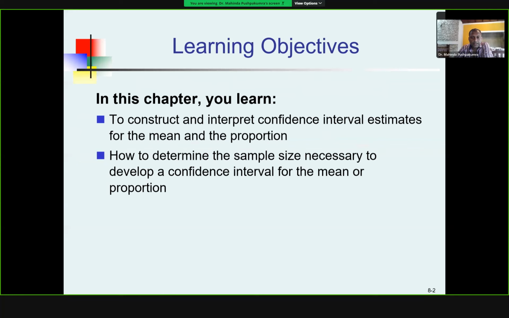Now these are the learning objectives of this chapter. Construct and interpret confidence intervals for mean and proportion. Then how to determine the sample size necessary to develop a confidence interval for mean and proportion.